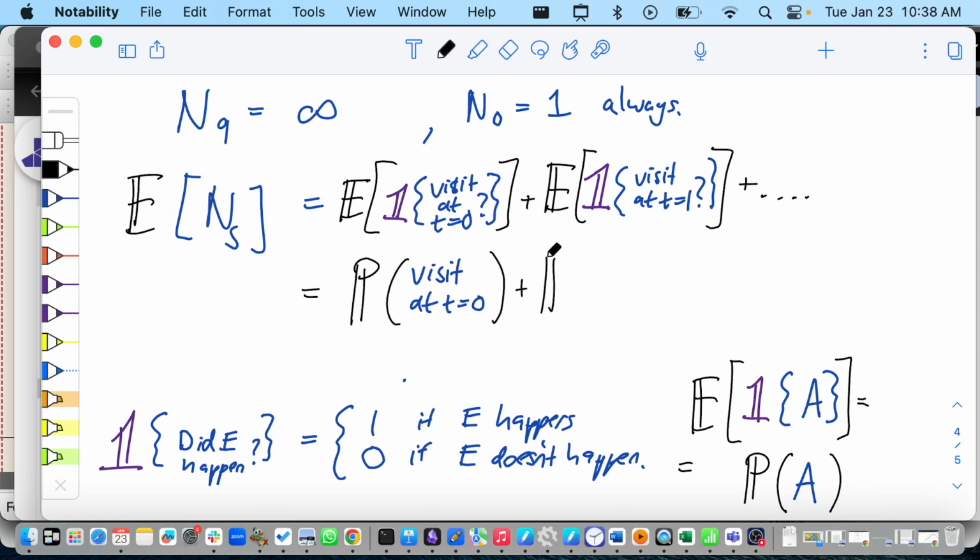Plus the probability that you visit at t equals 1. So you have an infinite sum of probabilities. The expected value of the number of visits is actually an infinite sum of the probabilities you visit at time 0, at time 1, and so on.